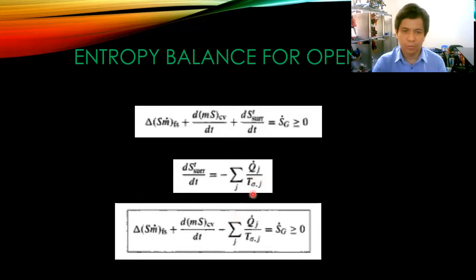When we replace the third term with the negative summation of Q divided by T surrounding, the equation now becomes dS CV over dt minus summation of Q divided by T surrounding is equal to S G dot. And this S G should be greater than or equal to 0. If the process is possible, the entropy generated should be greater than or equal to 0.